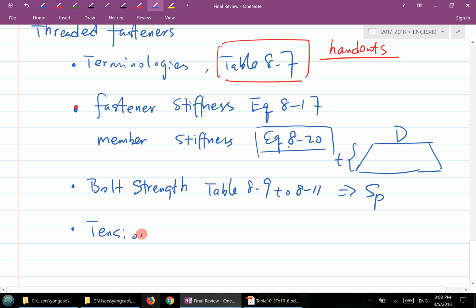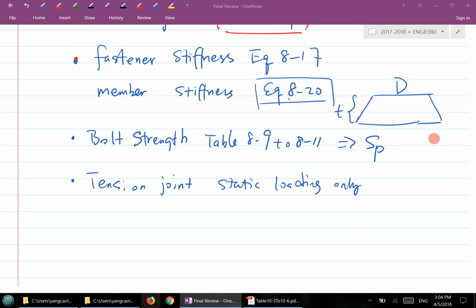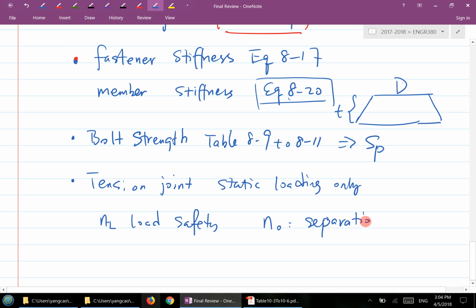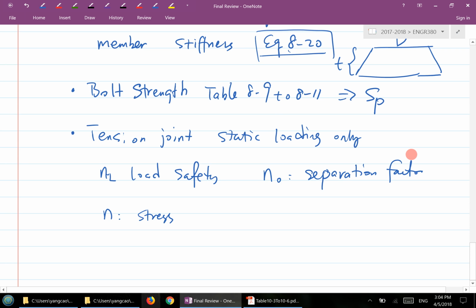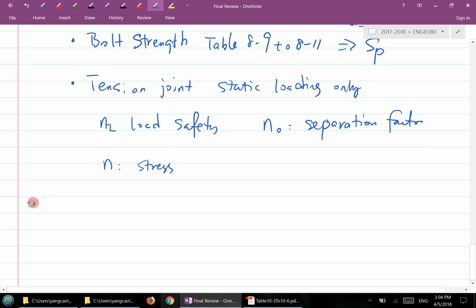Finally, we're talking about tension joints. We're going to look at static loading only. In this portion, there is NL, the load safety factor. There's also the separation factor. There's also the simple stress safety factor. So there are three different safety factors for the tension joints. So that's the threaded fasteners.